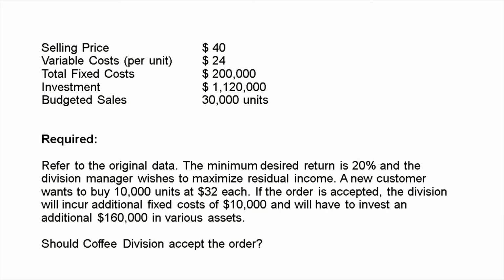In this scenario, the division manager wishes to maximize his residual income. A new customer offers to the division manager to buy 10,000 units at $32 each, which is $8 cheaper than our usual selling price. If we are to accept the order, we will incur additional fixed cost of $10,000, and we will have to invest an additional $160,000 of various assets. We are to compute if accepting the order will increase our residual income.